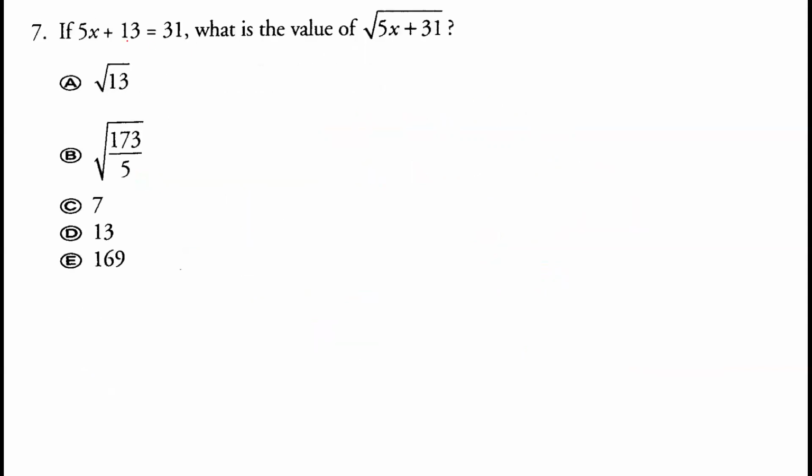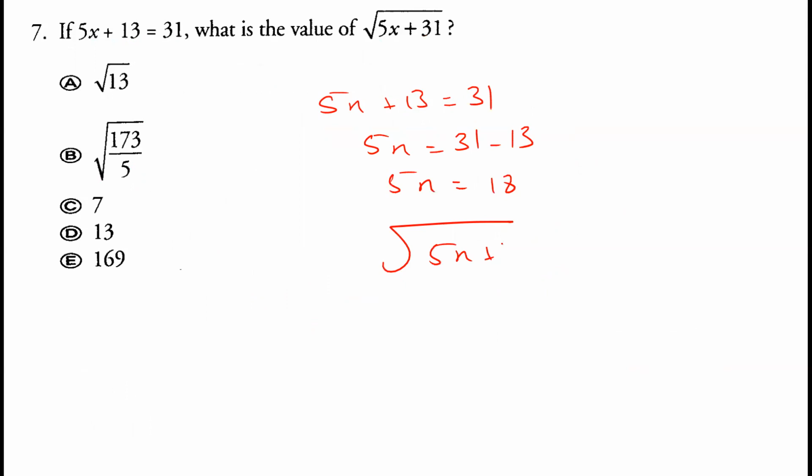Now if 5x plus 13 equals 31, what is the value of under root 5x plus 31? So 5x would be equal to 31 minus 13. So 5x equals 18. Now, under root 5x plus 31, we know that 5x equals 18. So 18 plus 31 equals 49. So under root 49 is 7.